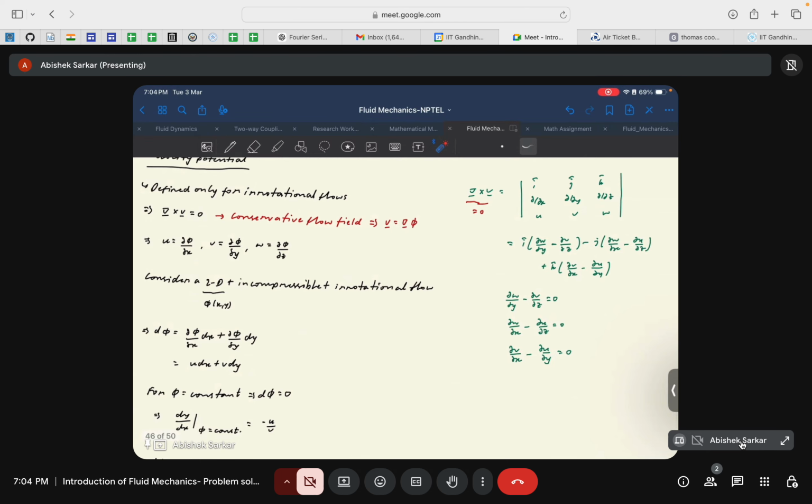Okay, so from the definition, for irrotational flows, we know that the vorticity has to be 0, that is del cross V, the curl of the velocity field, has to be 0. And again this implies a conservative flow field where we can represent V as the gradient of some scalar function phi.